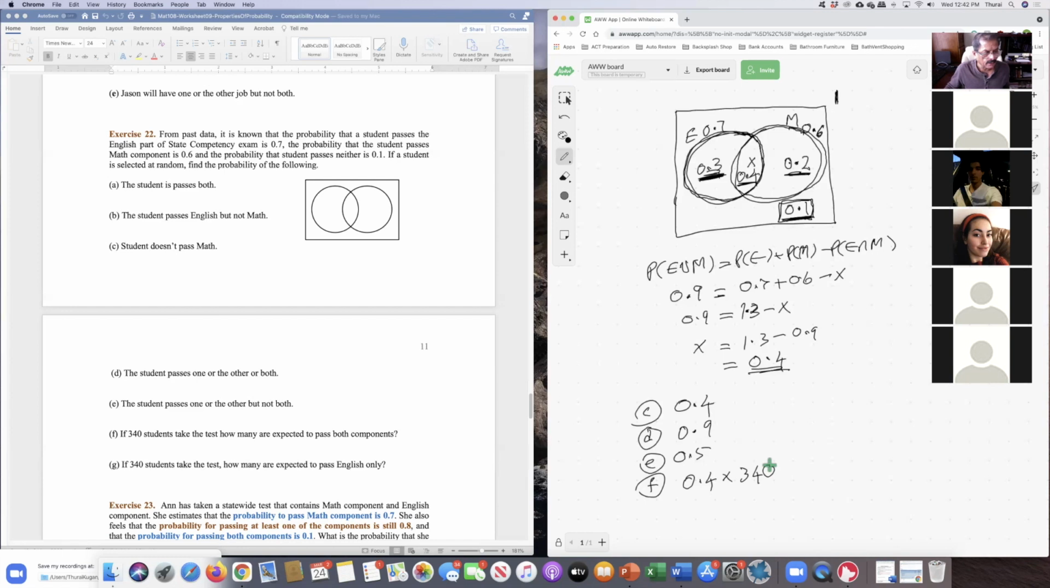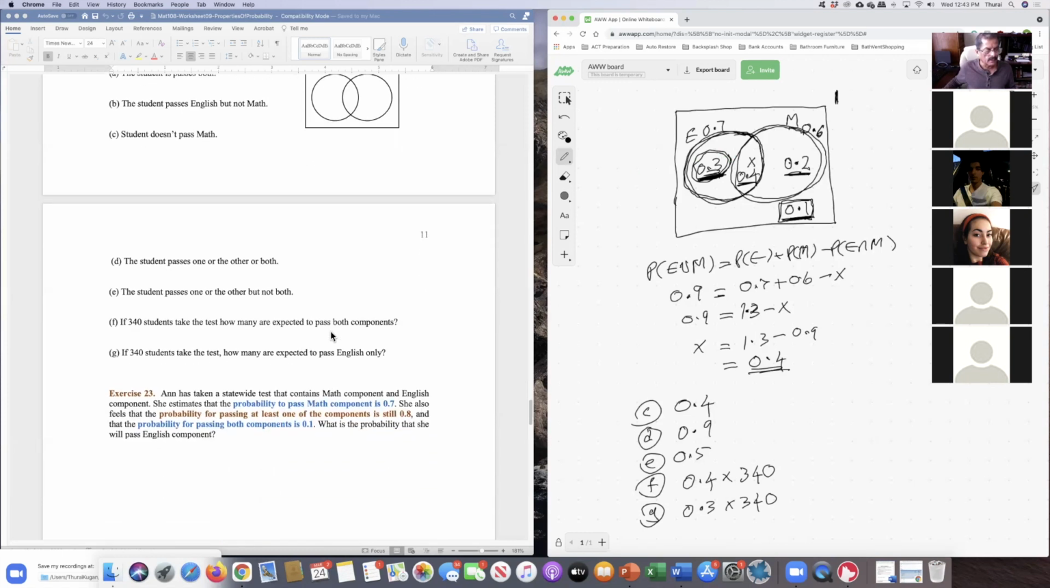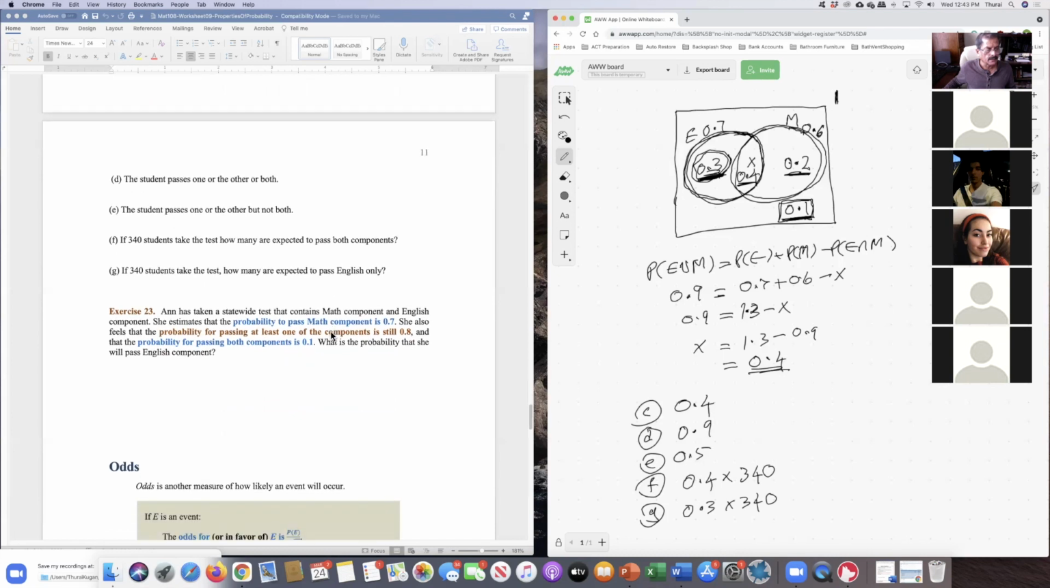If 340 students take the test, how many are expected to pass English only? Okay, 0.3 times 340. English only, yes, 0.3 times 340. That's right. The probability for passing English only is 0.3, so you need to multiply that by 340 to get the answer. Okay, very good. Moving on to the next question.